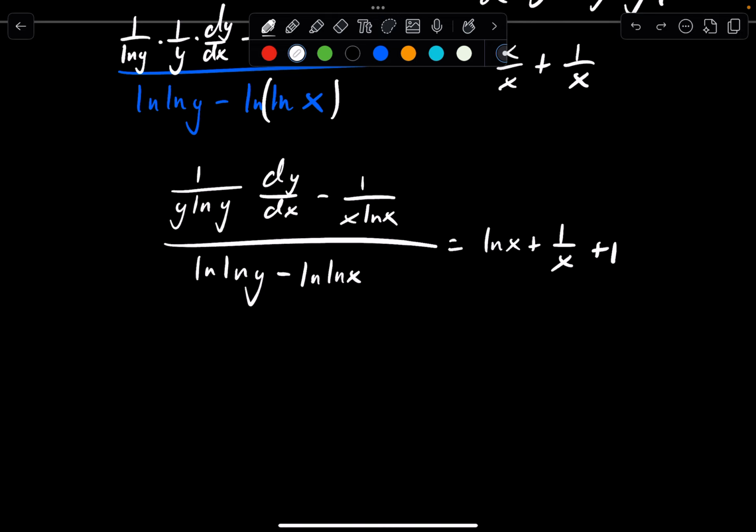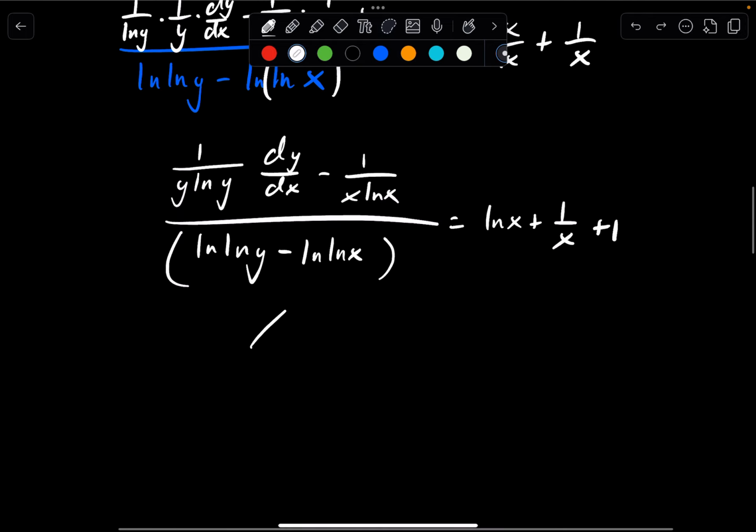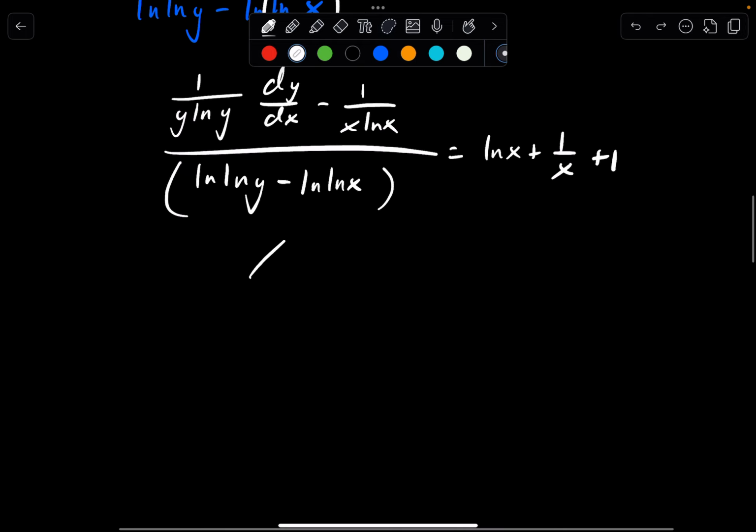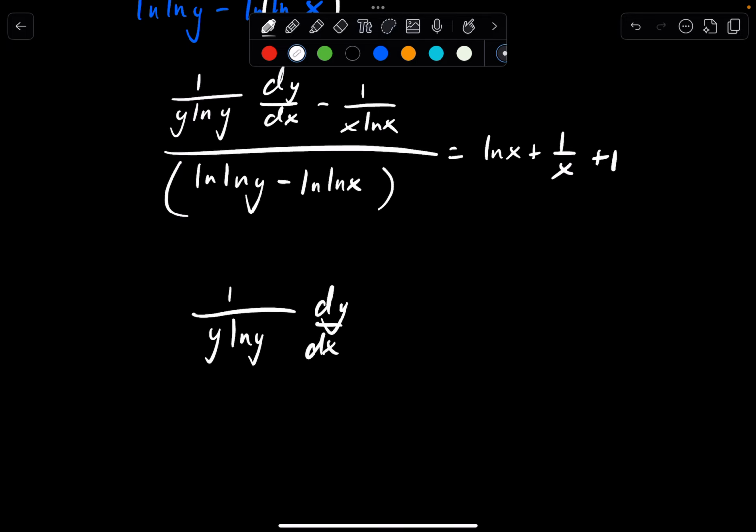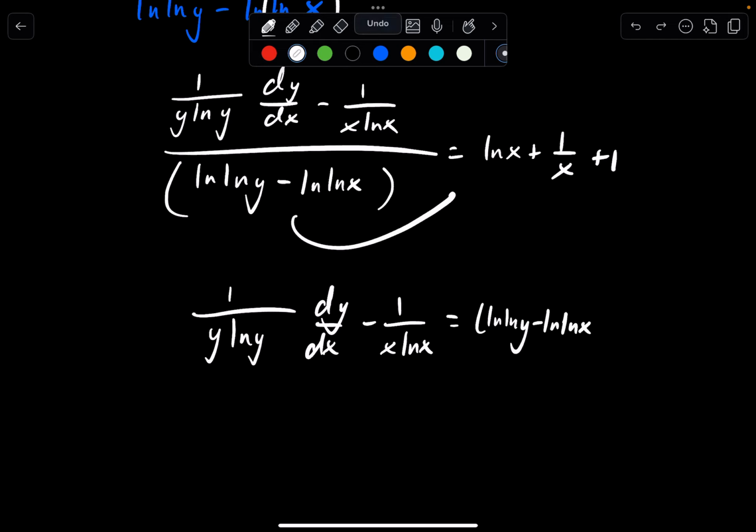So we can multiply both sides by this monstrosity on this denominator. So on the left-hand side, we would get, what's happening? All right, 1 over y ln y dy dx minus 1 over x ln x is equal to ln of y minus ln of x. All we did is just multiply both sides by that. This is just algebra. Ln x plus 1 over x plus 1.